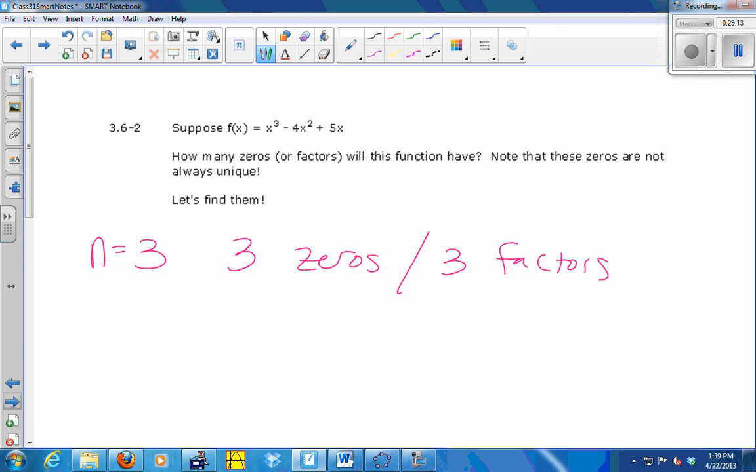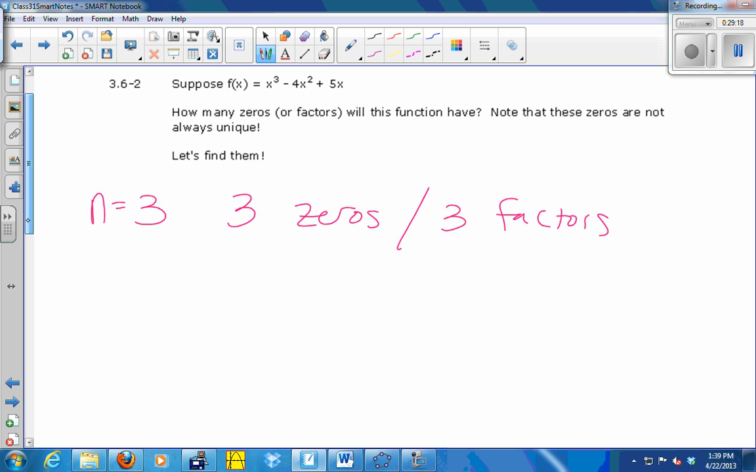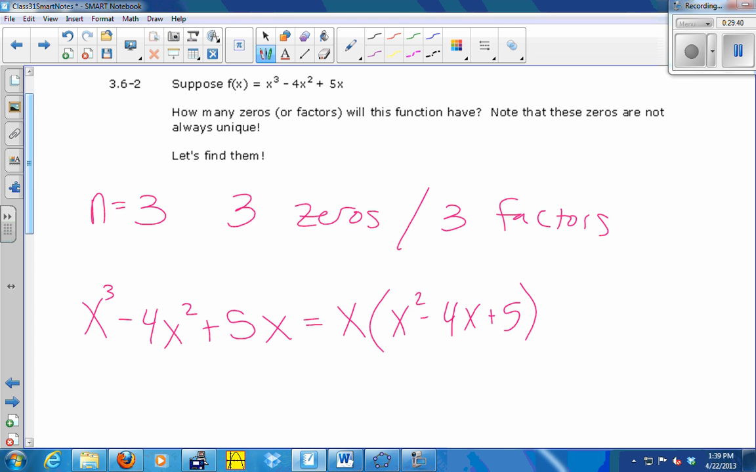Okay, so let's find them. If I want to find factors or zeros, start by writing down the function. Well, I can get one factor because there's a factor that goes into all 3 terms. What would that be? x. So I could write this as x, factor that out, times x squared minus 4x plus 5.